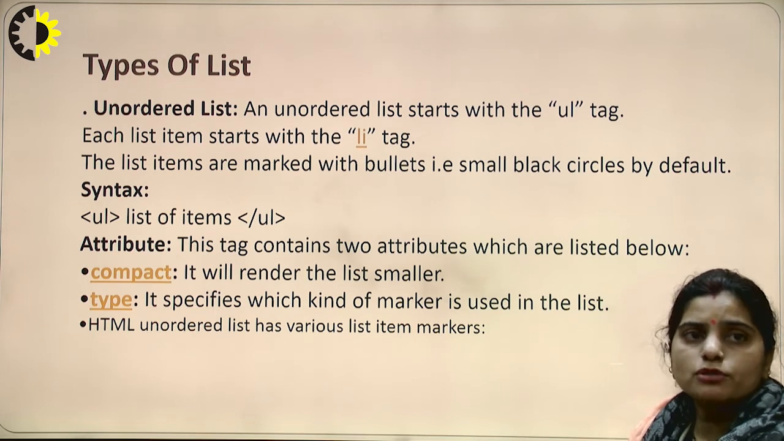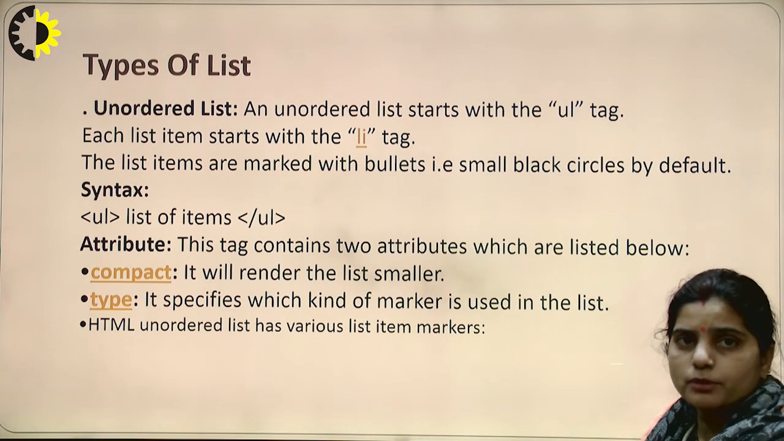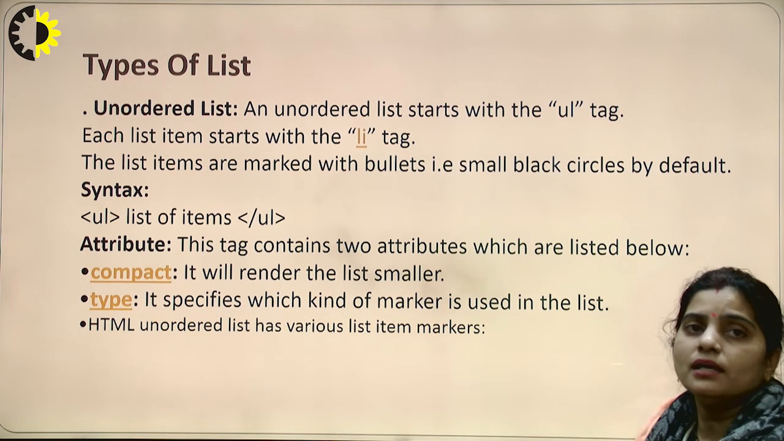The attributes of this list: this tag basically contains two attributes, which are listed below. The first one is compact and the second one is type. The first attribute will render the list smaller, and the second one specifies which kind of marker we are going to use in the list.